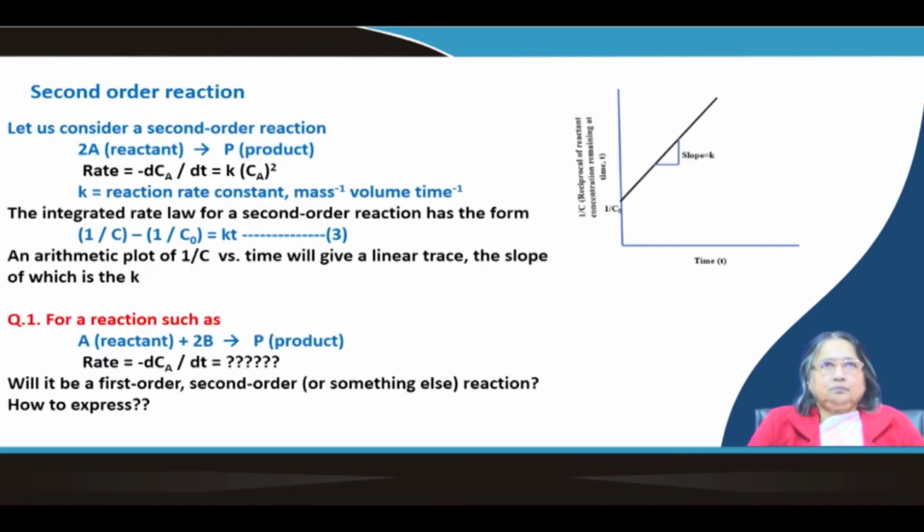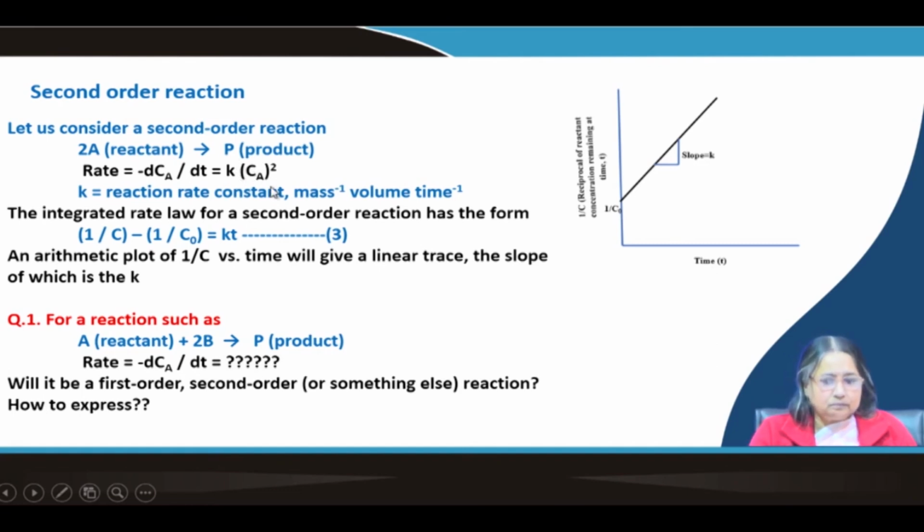Now, the second order reaction. Second order reaction is also very common; many reactions are second order reactions. Here you can see the balanced equation is 2A going to P, with reactant A. Here it is second order, and the molecularity is also 2. So, by chance, molecularity and order are the same here.